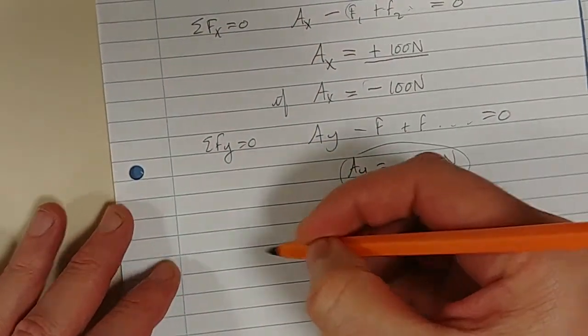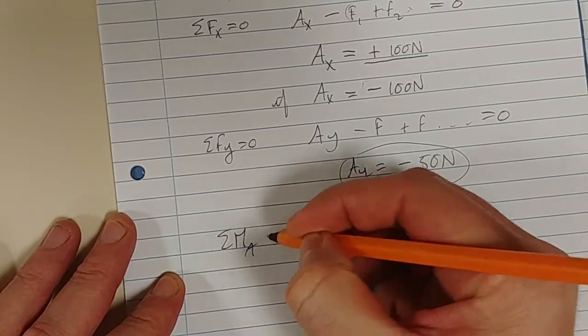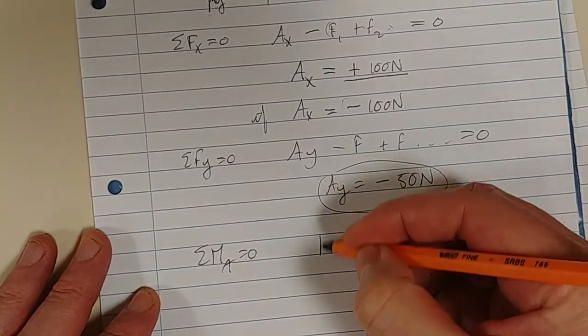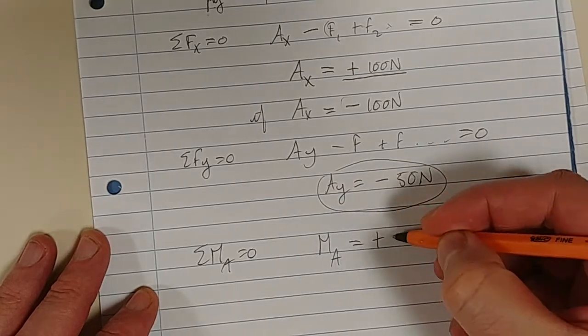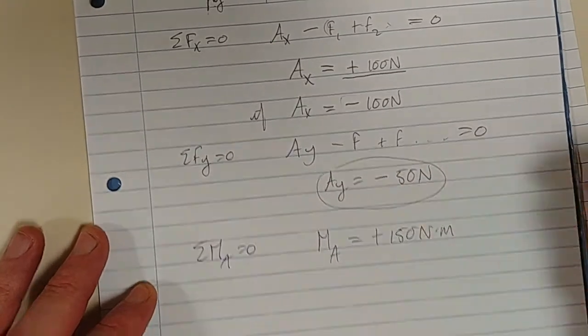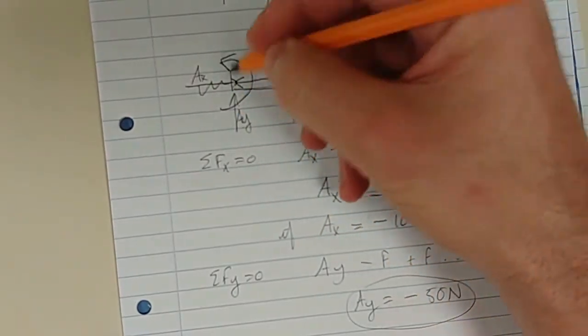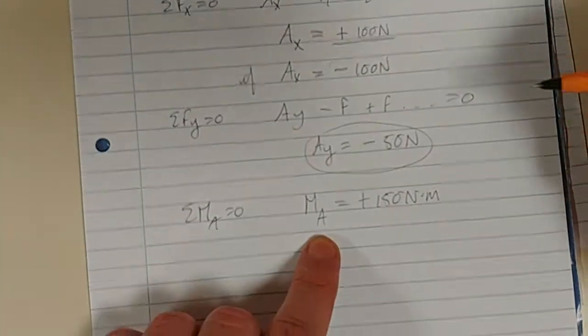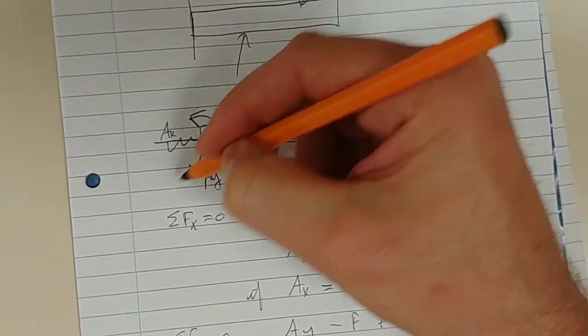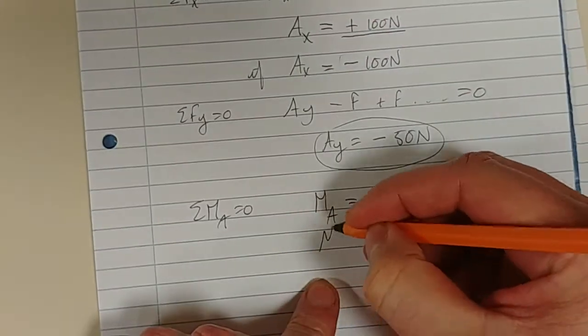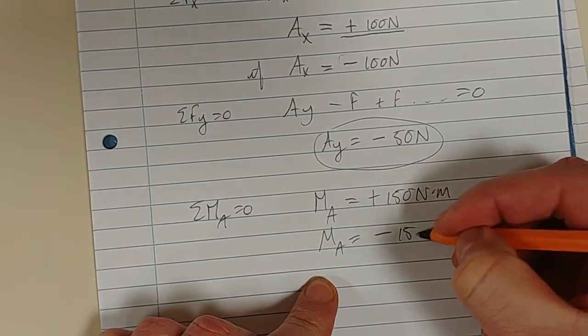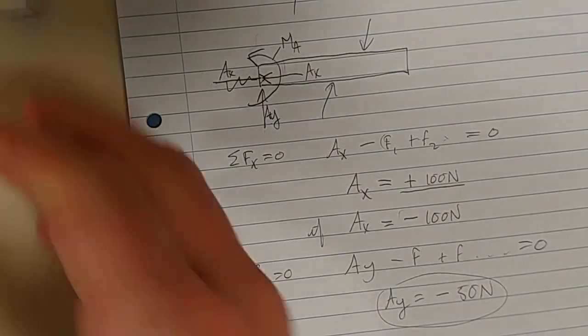And if I get a sum of the moments about A or whatever, and I get MA is plus 150 Newton meter, then that means that the direction of that arrow is the direction of MA. MA is acting anti-clockwise. If I get MA is minus 150 Newton meter, then it means that MA is actually clockwise.